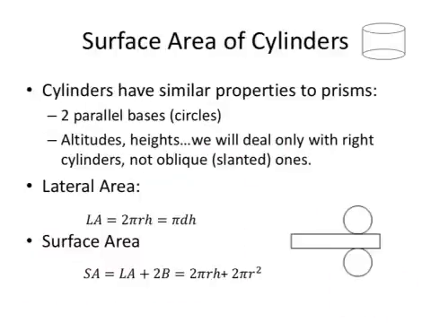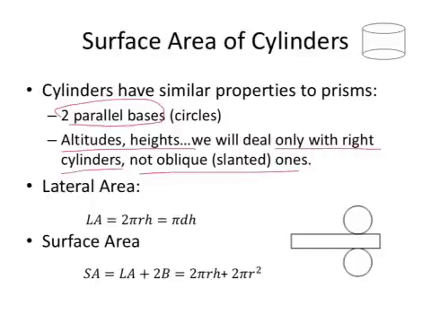Now let's talk about surface areas of cylinders. Cylinders have similar properties to prisms. They have two parallel bases, but in this case, instead of being able to use any polygon, we use only a circle as a base. Now, altitudes and heights still have the same properties, and we're going to only deal with surface area with right cylinders, not oblique or slanted ones. Okay? So, my lateral area is going to be a little bit different here.